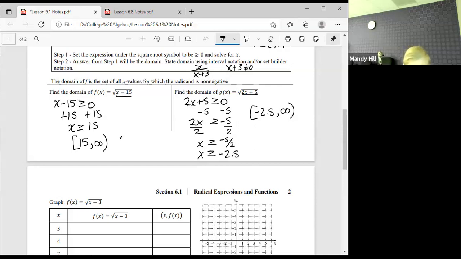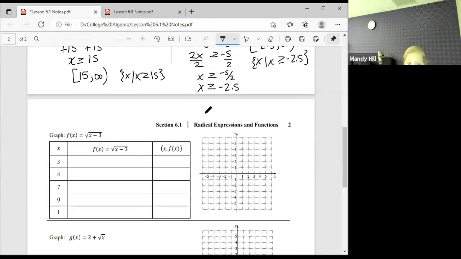Another way to write these two would be all x's such that x is greater than or equal to 15, and all x's such that x is greater than or equal to -2.5. We've worked with both of those notations a lot.